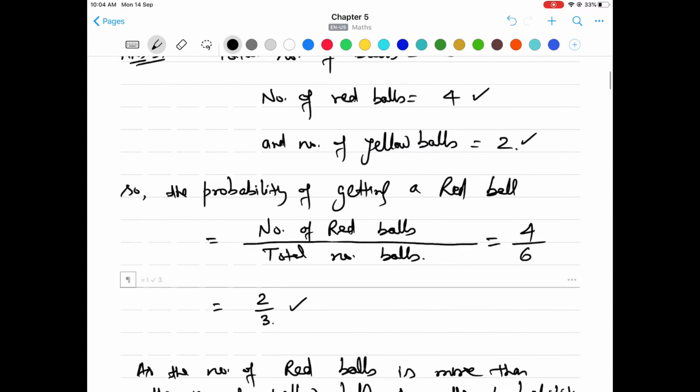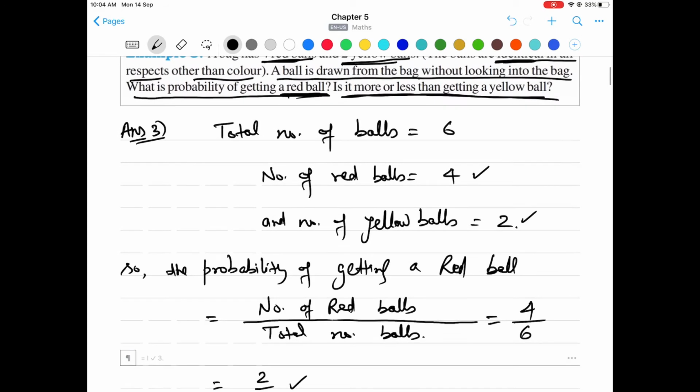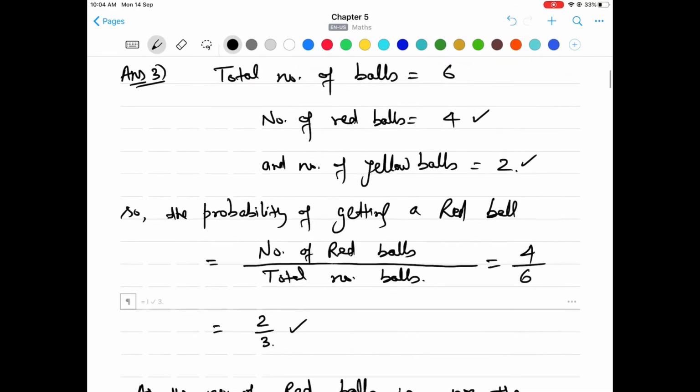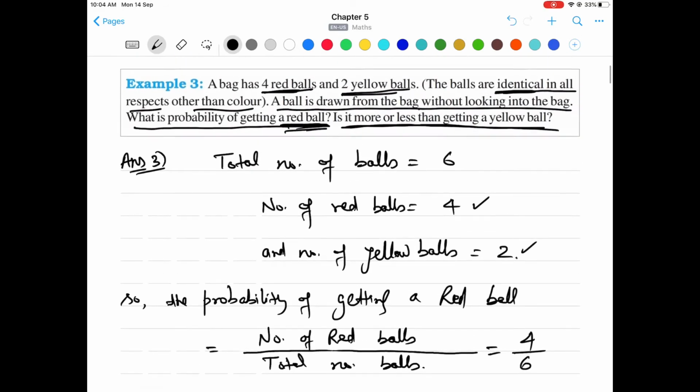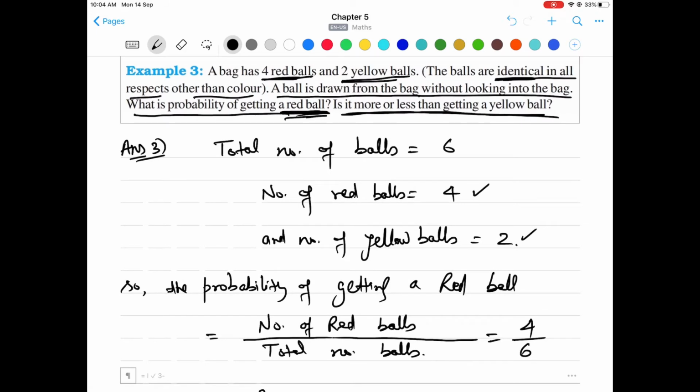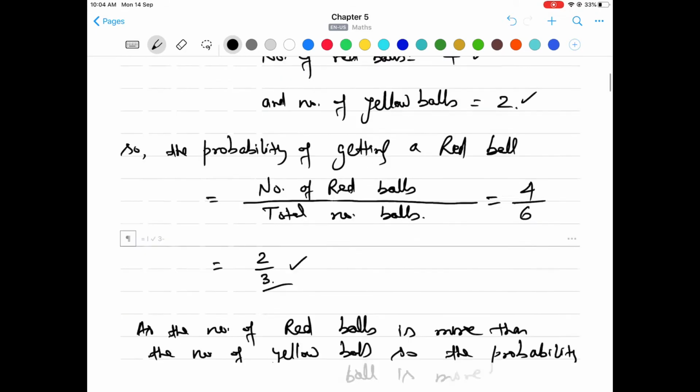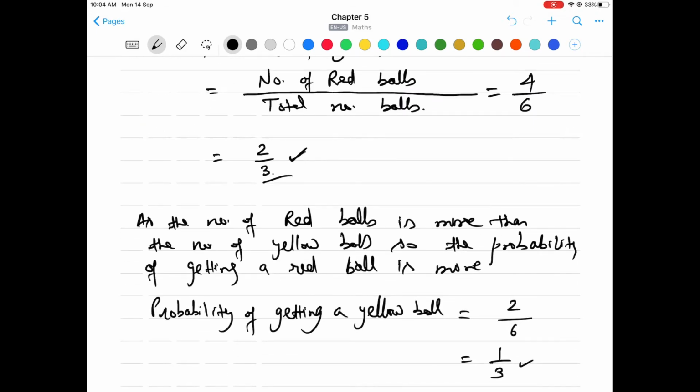So the answer for the example is, first we are asked to calculate the probability of a red ball, which is 2 by 3, and then we are asked whether it is more than or less than the probability of getting a yellow ball. So we have got that this is more than the probability of getting a yellow ball. So that's the answer of the example.